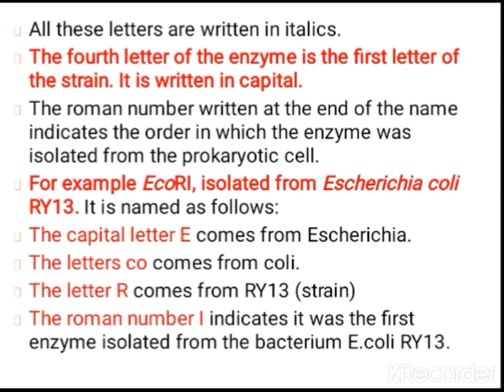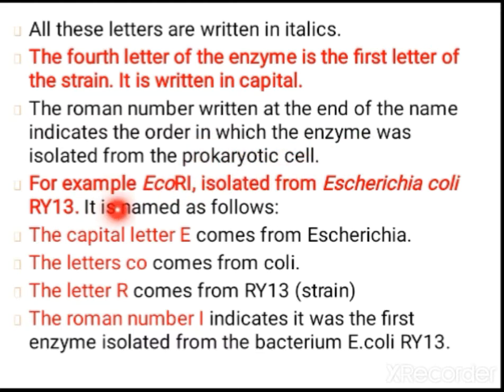So these letters are written in italics. Then the fourth letter of the enzyme is the first letter of the strain, so it is also written in capital. Then the Roman number written at the end of the enzyme indicates the order in which the enzyme was isolated.